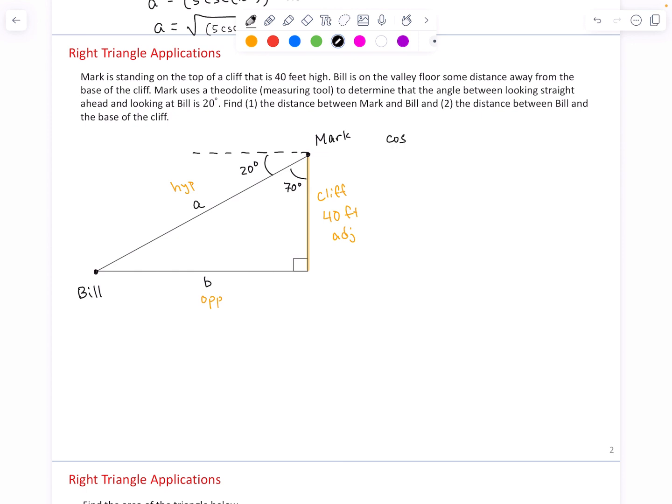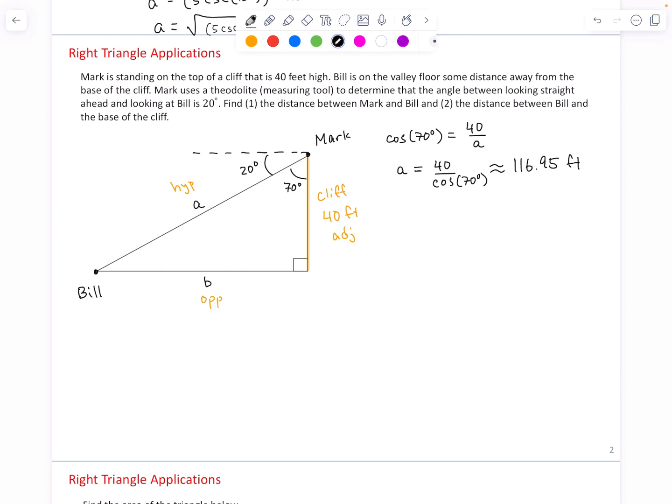We know that the cosine of 70 degrees is equal to the adjacent, which is 40 feet, and I'll leave the unit off, divided by the hypotenuse, which is A. And we're solving for A. So I multiply A to the left side and then divide both sides by cosine. So A is equal to 40 divided by cosine 70 degrees. Make sure we're in degree mode and then reach for a calculator. And we get approximately 116.95. And this will be measured in feet.